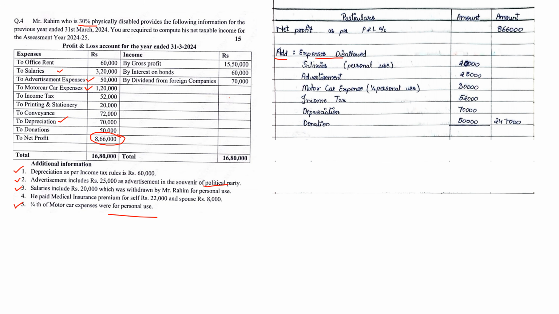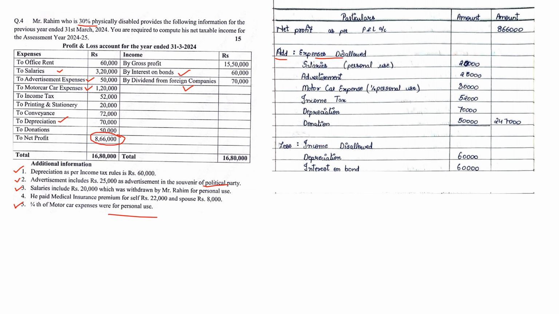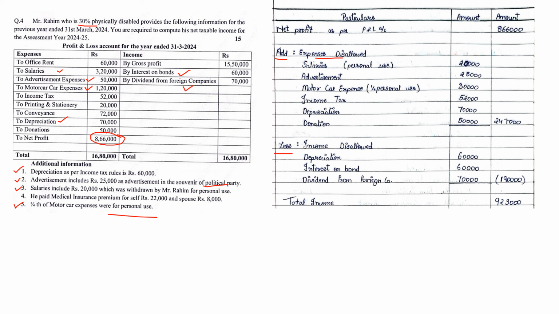Now after that comes less income disallowed. GP is a normal income, will not come. For depreciation, the second effect we'll first note down here, 60,000 from the adjustment. Interest on bond and dividend from foreign company have nothing to do with business, so both are disallowed. So 60 and 70, total 1,90,000, but since it is a less item, it is negative. So 8,66,000 plus 2,47,000 minus 1,90,000 becomes the total income from business and profession, 9,23,000.